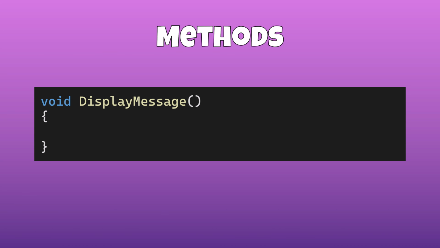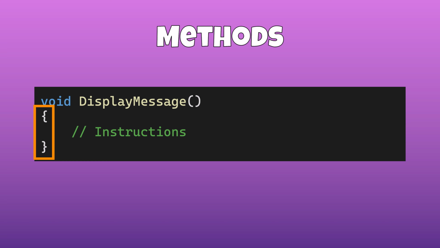To declare a method, for example, you can write this. This method starts with the keyword void, which we'll see later. Then we write the name of the method, in this case, displayMessage, followed by a pair of parentheses. Then we add a pair of curly braces. This is where we write the instructions we want to execute.